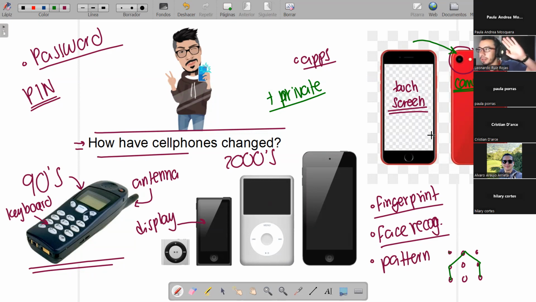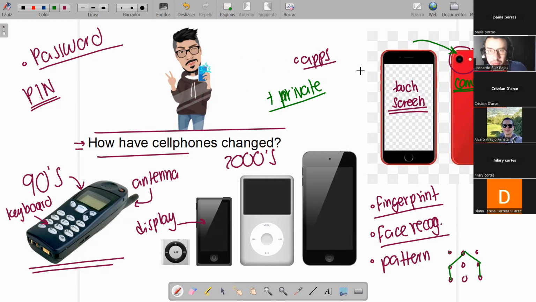Paula, you have your hand up. More security. Okay, more security also, like with the passwords, with the applications. Paula, many functions. Has many functionalities, no? Like for example, the GPS, the camera, the video games, a lot. Alarm. Oh, and yeah, they have an alarm.